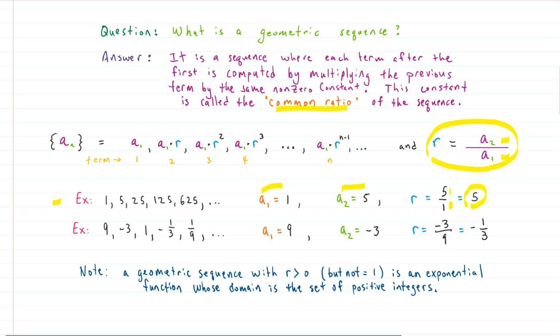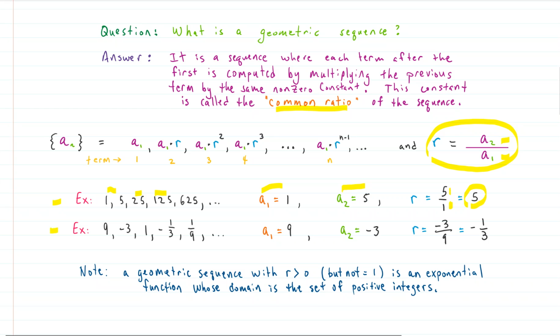So if we notice, 1 times 5 gives us 5, 5 times 5 gives us 25, 25 times 5 gives us 125, and so on. So each term is computed by taking the previous term and multiplying by 5 after you move away from the very first term, which is just given in every geometric sequence.